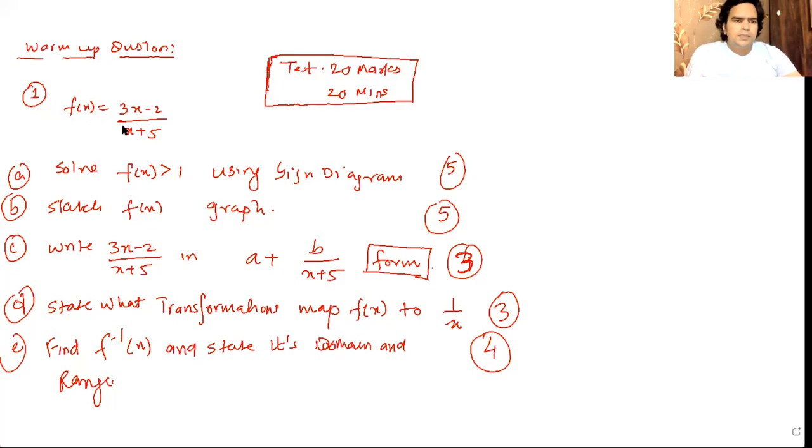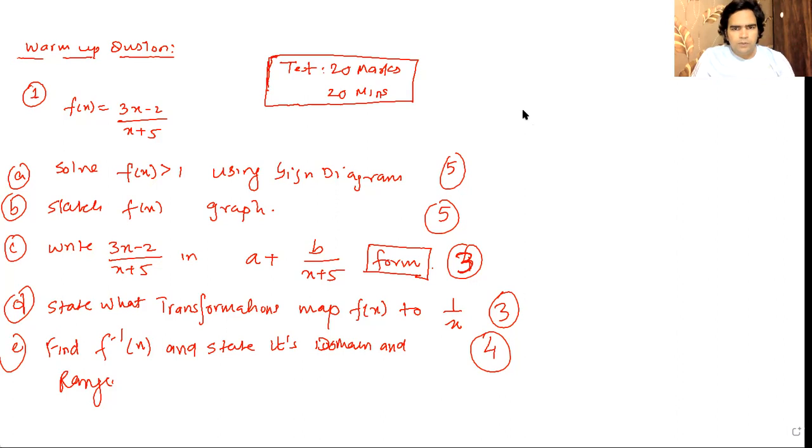So the first part is when you have f of x is (3x minus 2) over (x plus 5), and we have to solve for f of x higher than 1. Now, generally what happens when we look at a simple rational inequality, as a rule, is we never cross multiply.